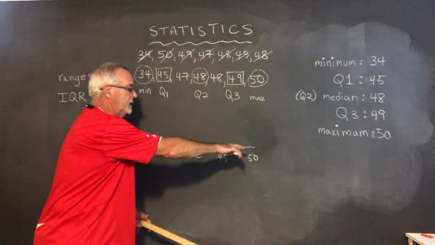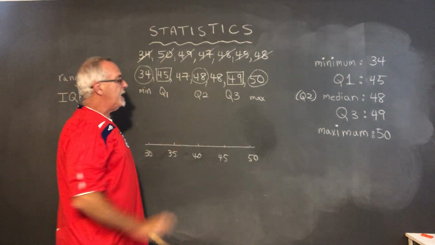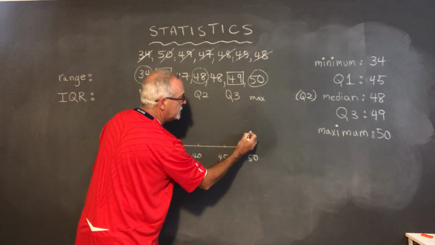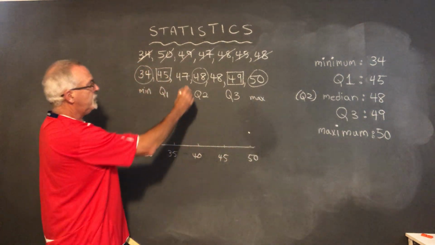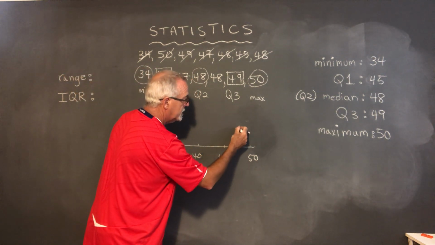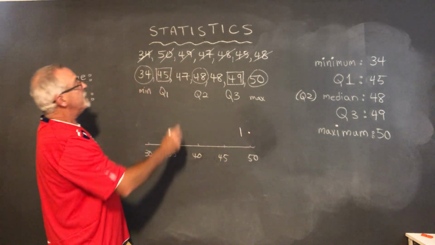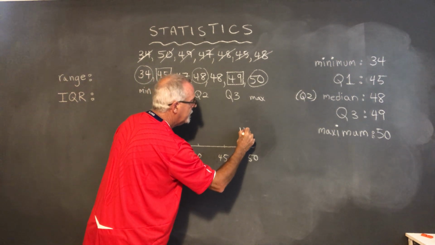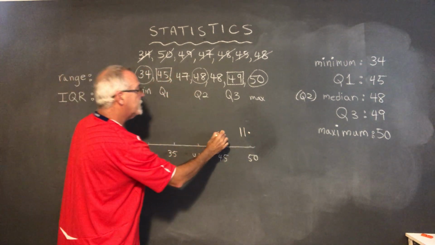As soon as we have the axis scale and make sure that it will fit all the numbers we have, we're able to start drawing the box plot. The max is 50, so it's going to be right there. I'm just going to put a little dot. Then the Q2, the median, very important, that's 48. It's quite high, the median. So the 48 is going to go here. Then the Q3 is 49. That's going to go here. And the Q1 is 45, which is here.